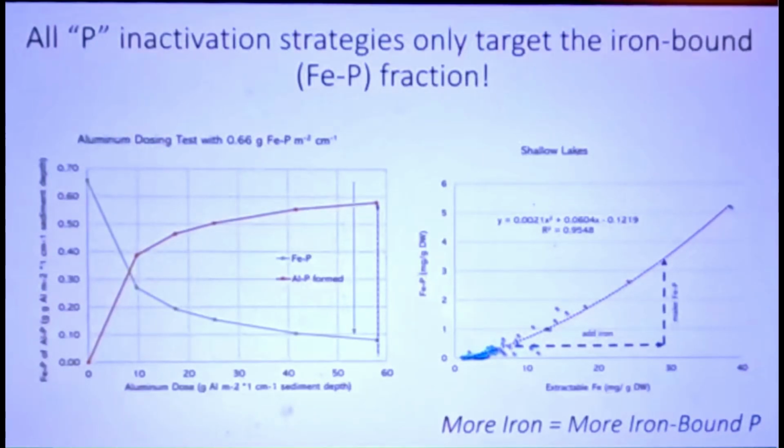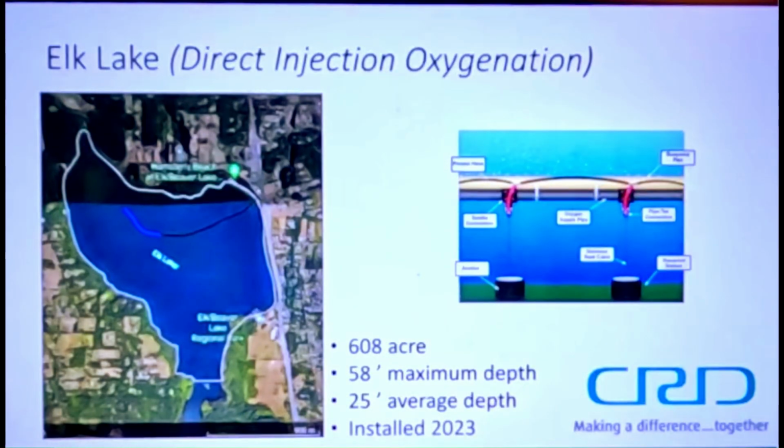And the data on the right shows samples of data collected from several shallow lakes, showing the relationship of iron in the iron-bound fraction. If you don't have enough iron, you can add iron, and this helps make up for your organic bound fraction. So let's look at some results.